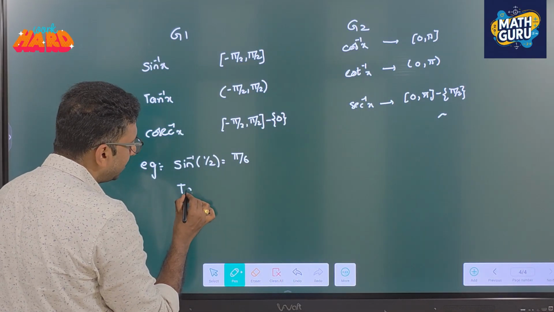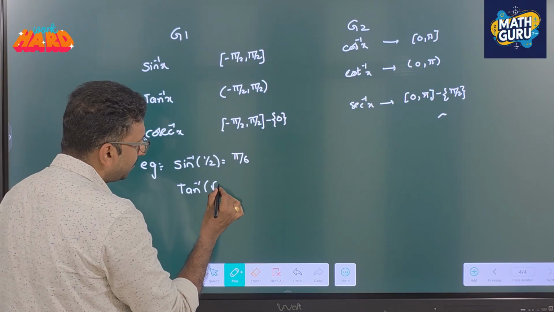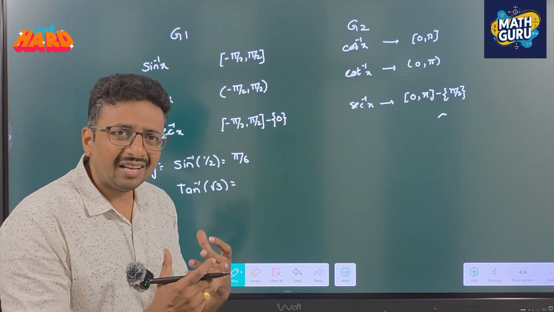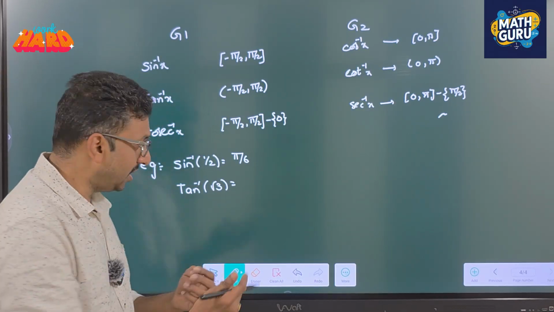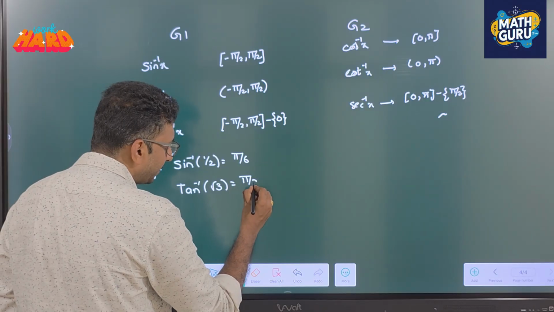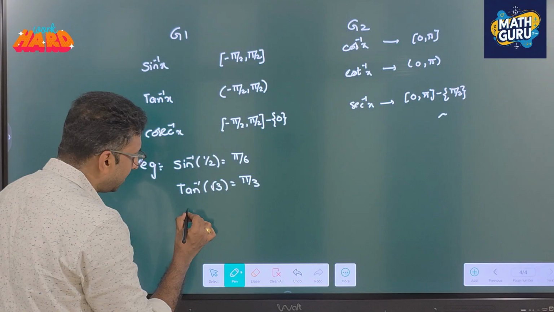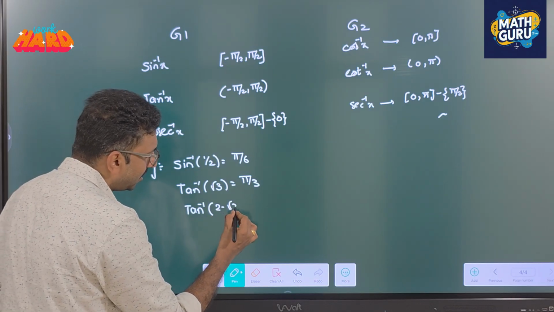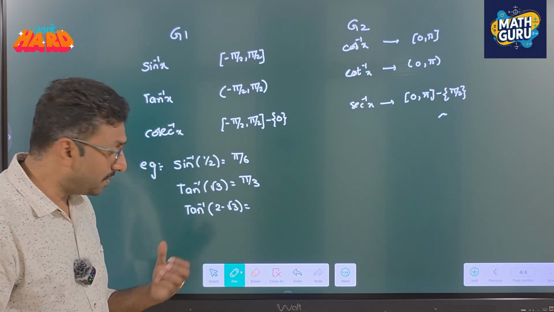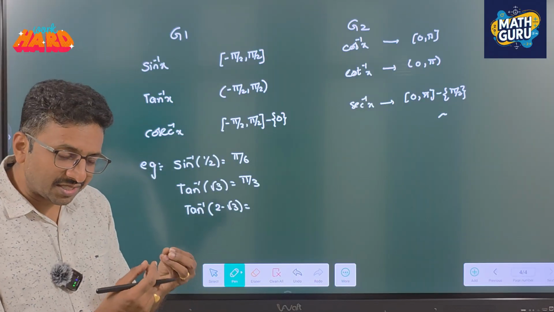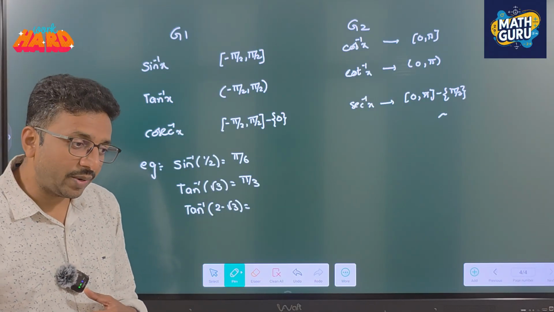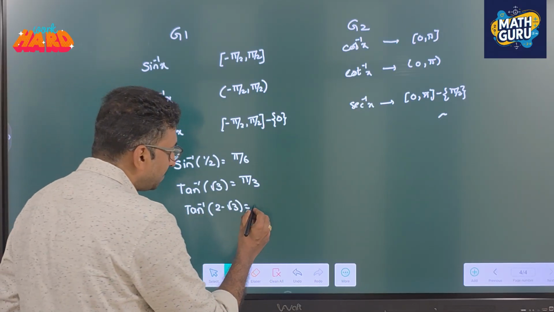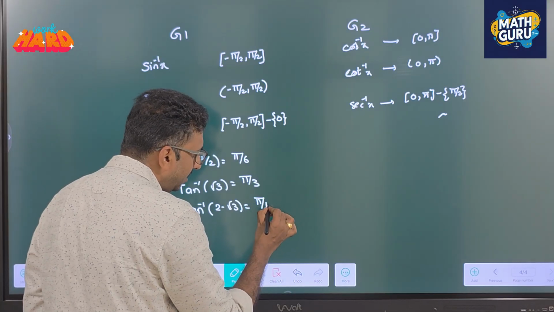What is tan inverse of root 3? The question that you need to ask is, for what angle is tan theta root 3, which is 60 degrees, pi by 3. For example, tan inverse of maybe 2 minus root 3. The question you need to ask is, what is the angle for which tan theta is 2 minus root 3? You know that tan 15 degrees is 2 minus root 3. So the answer is 15 degrees, or in radians it is pi by 12.